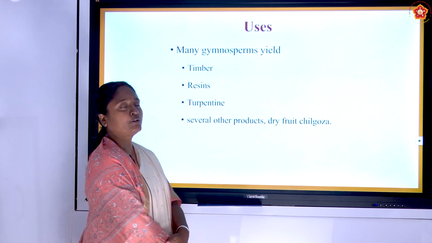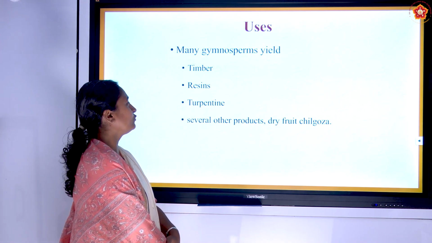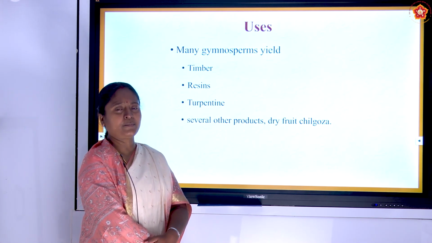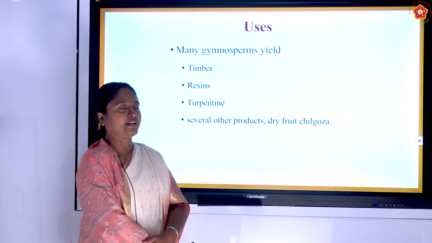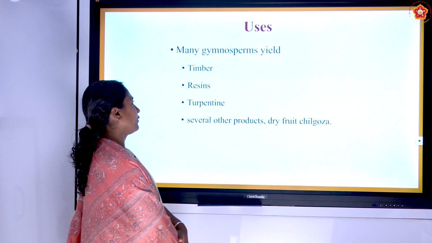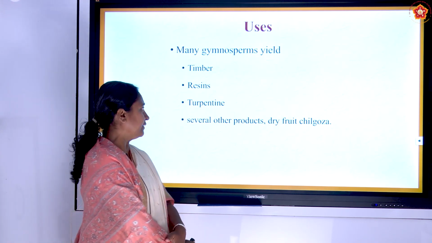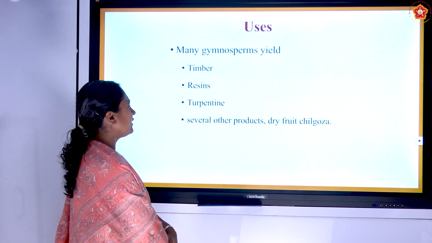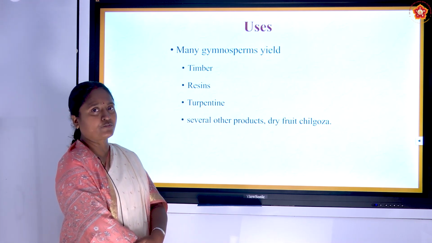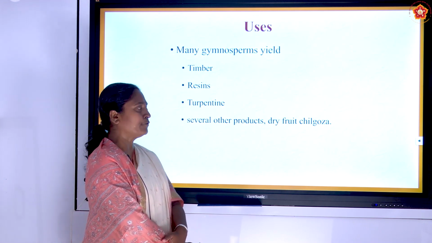Many gymnosperms are used for various purposes. They are woody plants, and the wood is used for various uses. It can be used as timber for construction material or for making furniture. Some gymnosperms produce resins, which are used in various industries, and sometimes medicinally important compounds like turpentine are produced from these plants. Several of these plants will produce dry fruit.